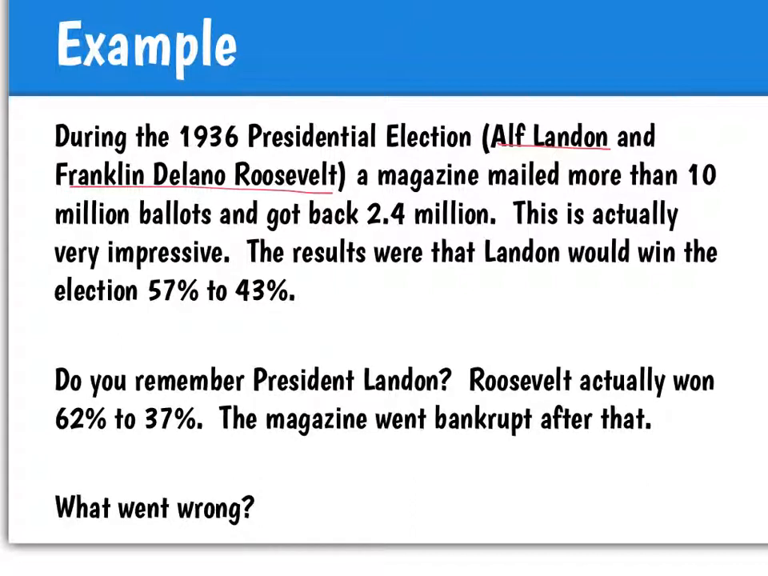But when they got their results back, they found that Landon was going to win the election, 57% to 43% for FDR. So this is a pretty impressive swing. But I don't recall a President Landon. Roosevelt won the election 62 to 37, and the magazine went bankrupt, and it was a disaster. So what went wrong? What do you think went wrong? Pause it, think about it. Why do you think this went wrong?